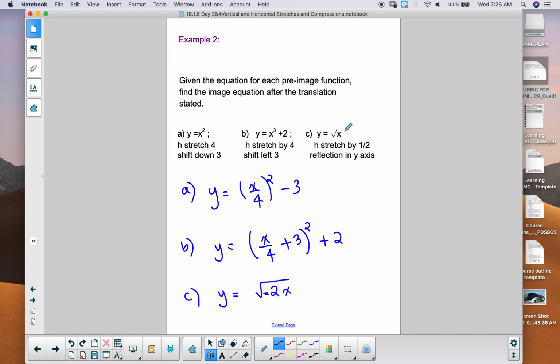Y equals square root of x, going through a horizontal stretch by 1/2, and a reflection in the y-axis. So reflection in the y-axis affects the x, so that becomes negative. And because it's horizontally stretched by 1/2, you have a 2 times x happening. So y equals square root of negative 2x.